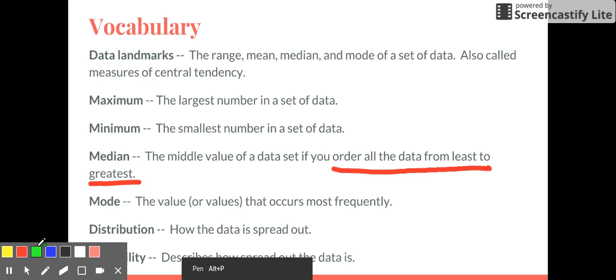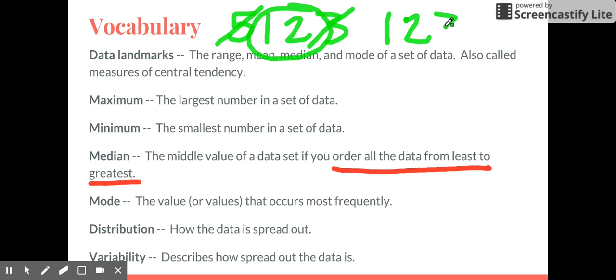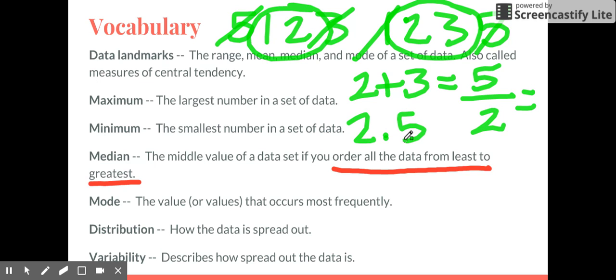So basically, if I had a set of data that was 5, 1, 2, 3, I can't just start crossing it off and then finding the middle number. I have to put them in numerical order from least to greatest first. So then it would be 1, 2, 3, 5. Then I can start crossing off and find the middle number. Now, as you can see here, we're left with two numbers in the middle. So to find the median, don't forget what we do is add the two together. So 2 plus 3, which is 5, and then we take that and divide it by 2. That would end up giving me 2.5 as my median.